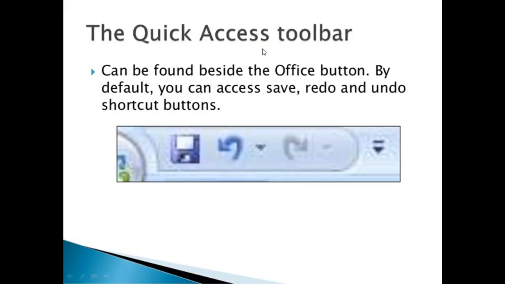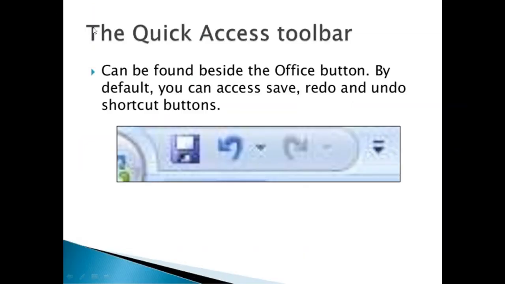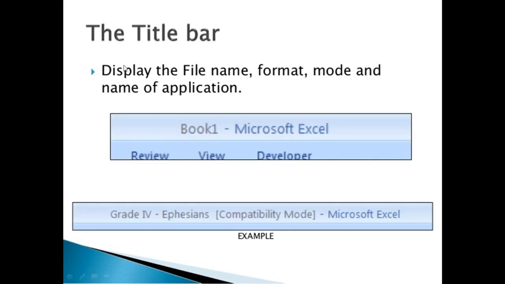Quick access toolbar, this is called the quick access toolbar. And after that, the title bar displays the file name, format, mode, and name of the application. This is an example: Book 1 is the file name, and the application is Microsoft Excel. And if you save with some name, it will reflect here.